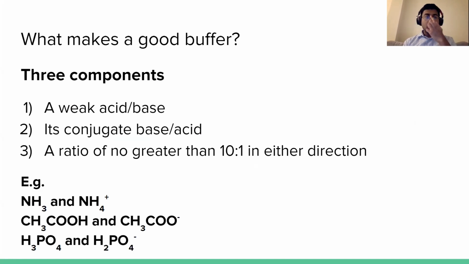So there can be no more than 10 times more acid than base, and no more than 10 times more base than acid. If you go any higher than that, you're then outside of the effective buffering zone. So some examples are NH3 and NH4+, CH3COOH acetic acid and CH3COO- acetate, H3PO4 phosphoric acid and H2PO4- dihydrogen phosphate.